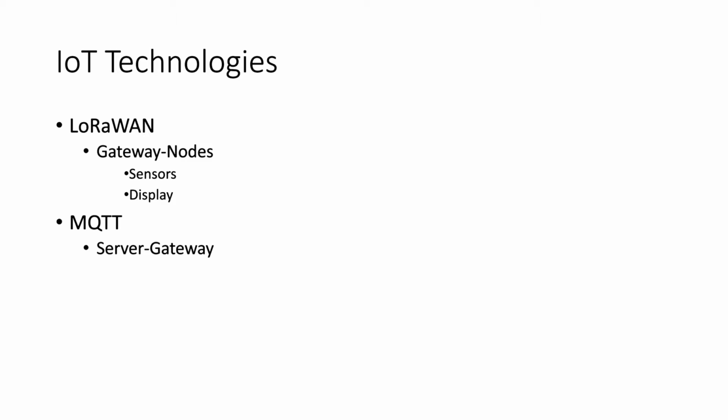Let's talk about some of the Internet of Things technologies I'm using. So to communicate between the gateway and the nodes, I'm using LoRaWAN. So the gateway will communicate with the 2 sensors as well as the display over LoRaWAN. And then, for communication between the server and the gateway, not between the server and the nodes, between the server and the gateway, I'm using an MQTT broker.